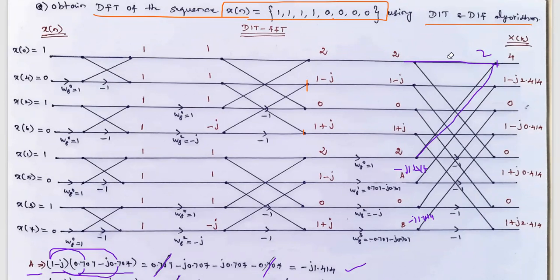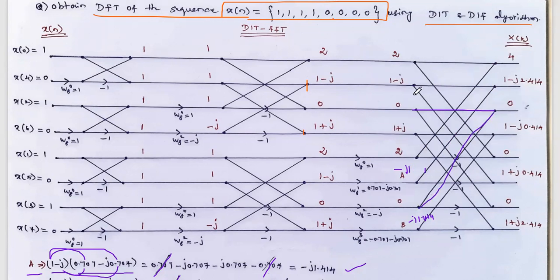Similarly, you see the next one. The next one is here 1 minus j, and here minus j 1.414. So 1 minus j added with minus j 1.414: the real part is 1, and the imaginary part is minus j 1 plus minus j 1.414, so adding gives minus j 2.414. And in the third line, if you trace here, one input is 0, and what is the other input?